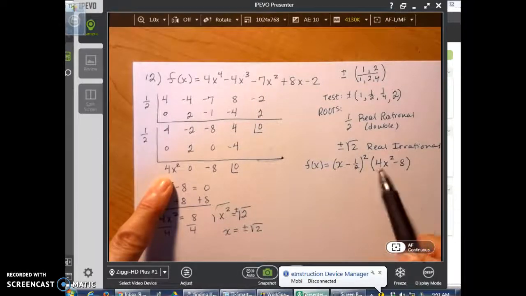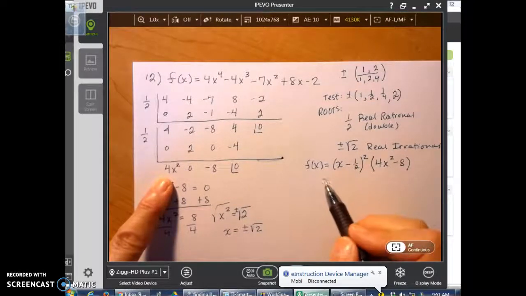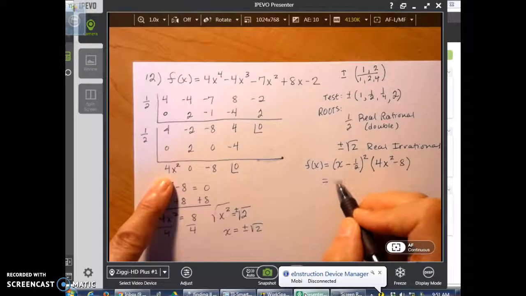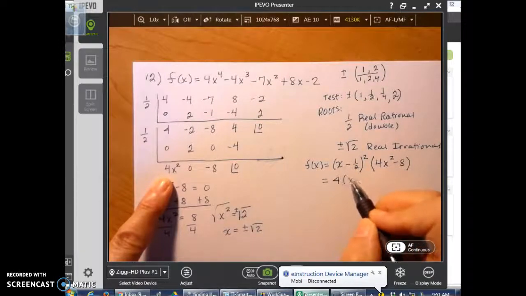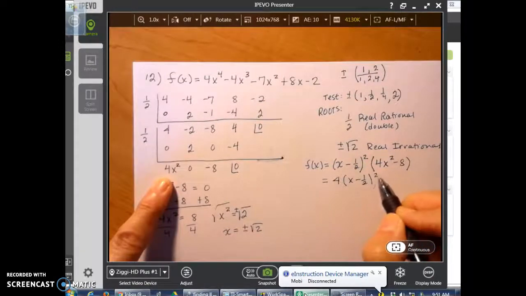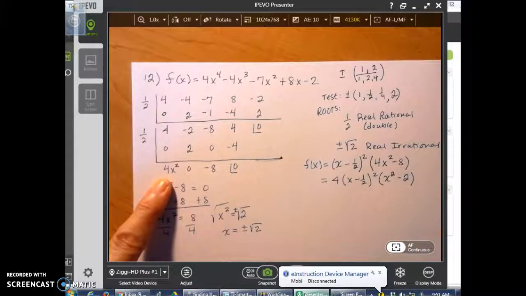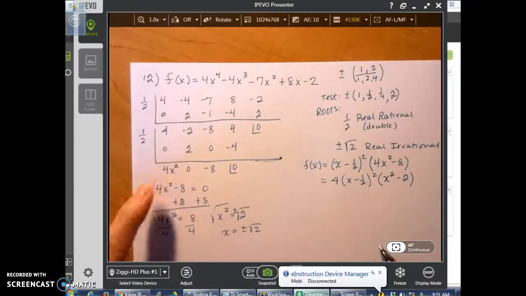There's actually something I can do here. So I'm going to go ahead and pull out a 4. So if you think of factoring out a 4, I just stick it out front: 4 times x minus 1/2 all squared. And then if I pulled out a 4 here, I'd be left with x squared minus 2. That is completely factorized. So it's a little bit different scenario there.